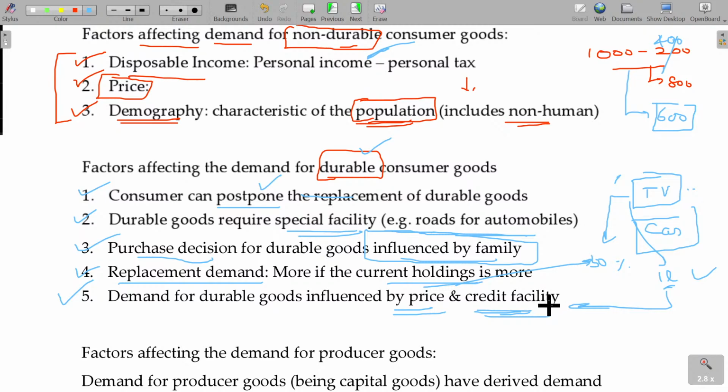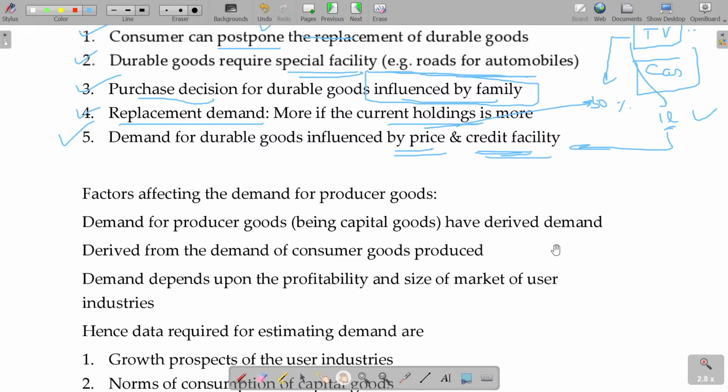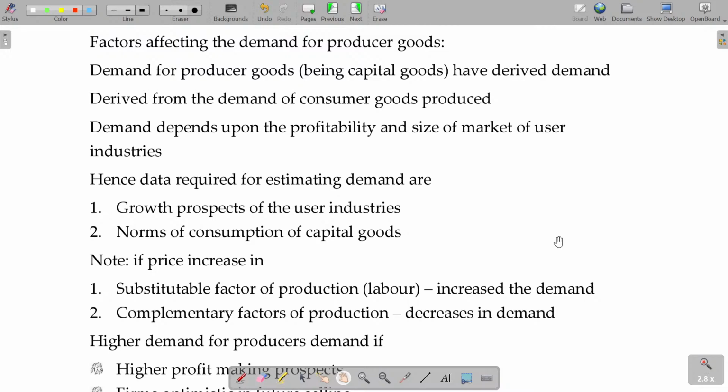Is that okay? Those are the factors affecting the demand for non-durable and durable goods. And one more point here, factors affecting demand for producers' goods, right?